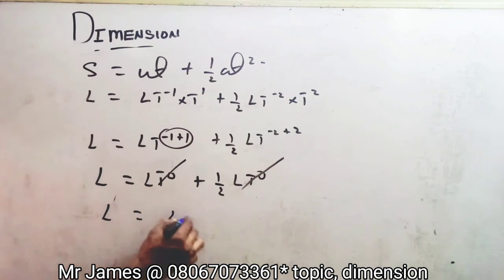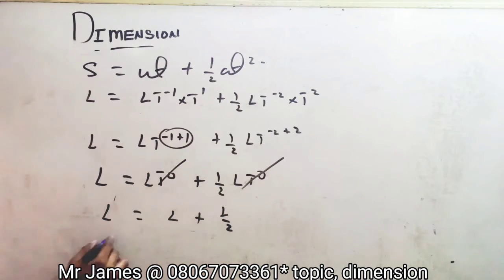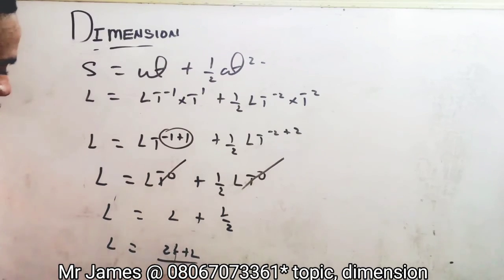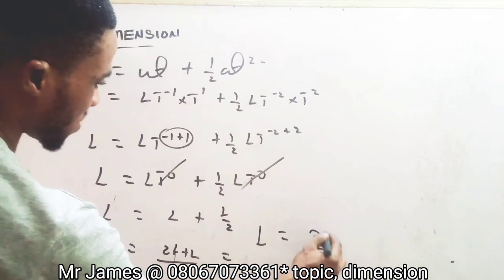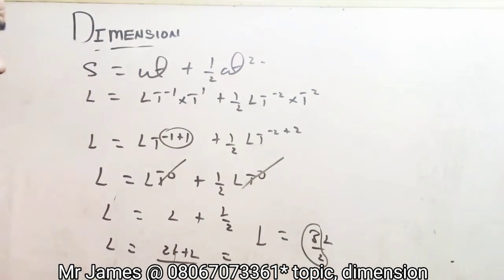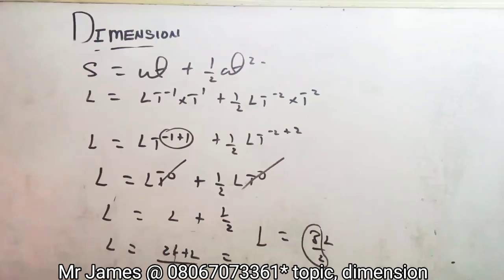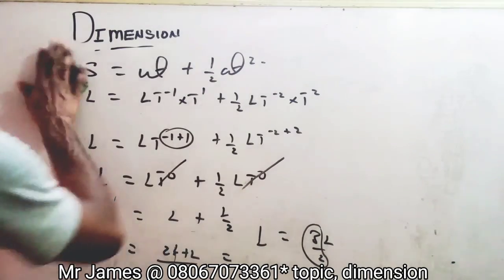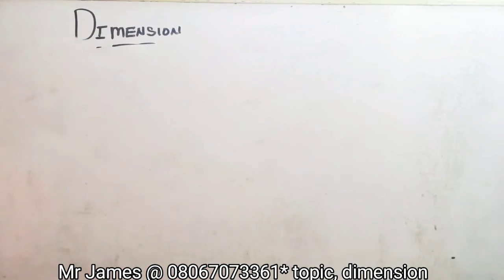I have L is equal to L plus L over 2. So simplifying this part, I have L is equal to 2L plus L over 2. So from that note, I will have L to be equal to 3L over 2. If I should ignore this 3 over 2 or 1.5, you can see that L is equal to L. Taking the third equation of motion, so we will see as well, actually, pan out.